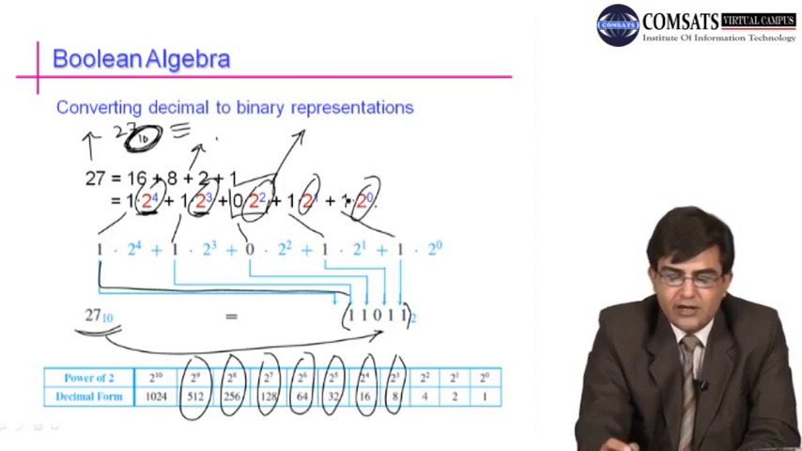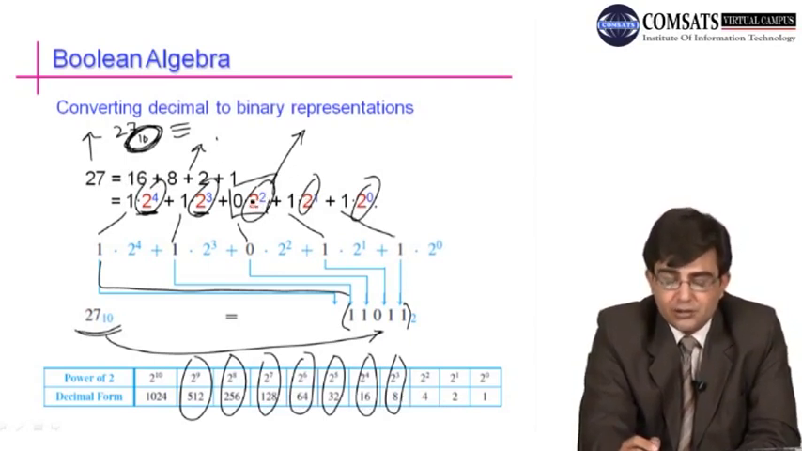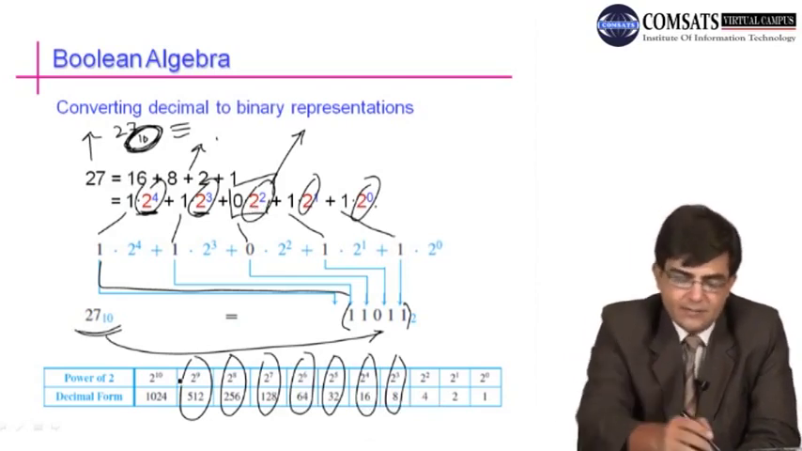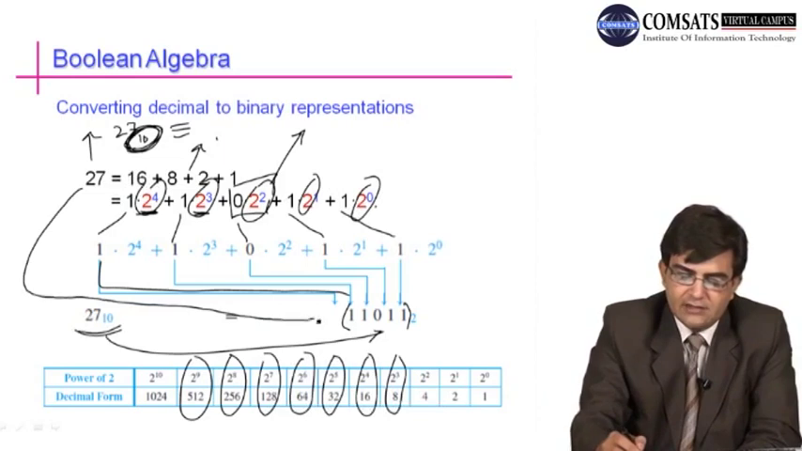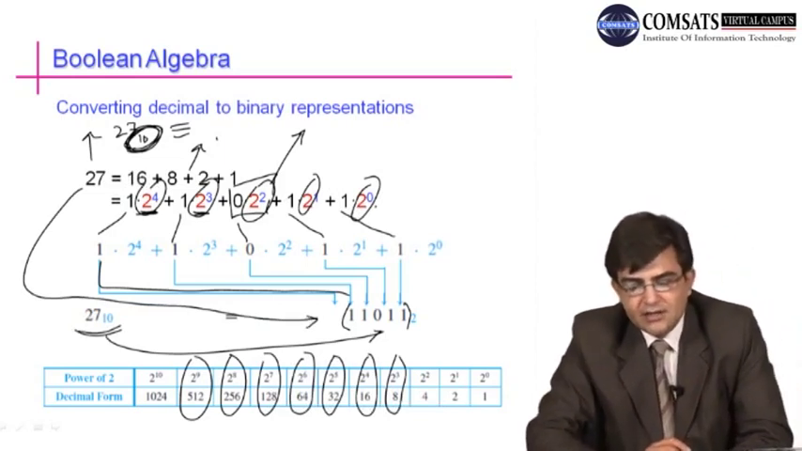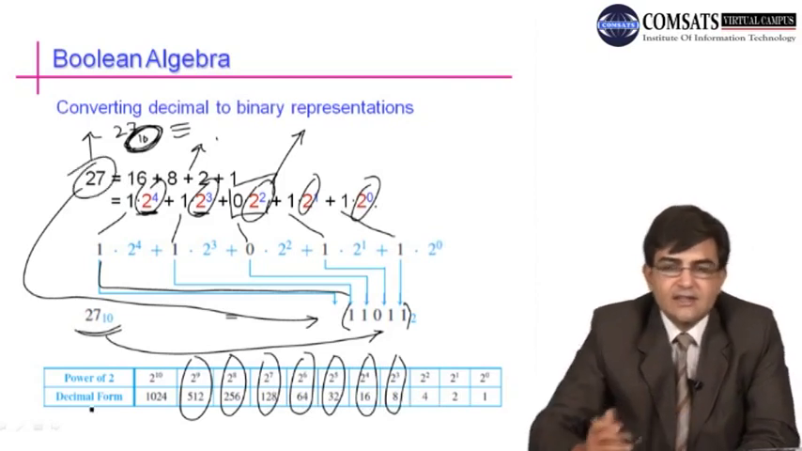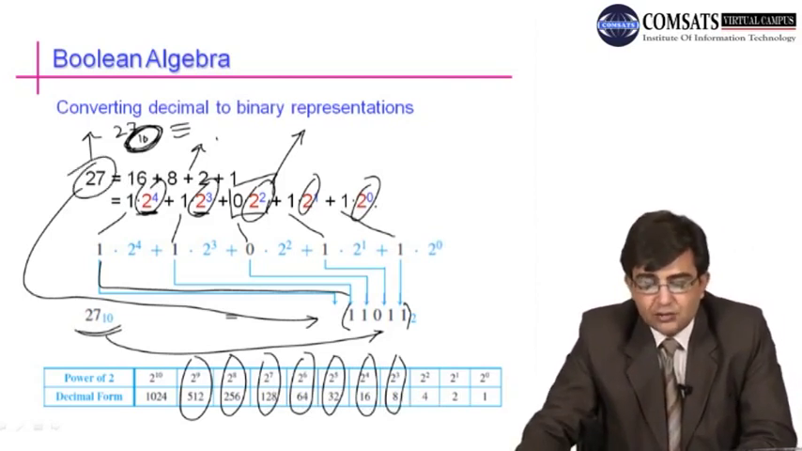So here we write 1 into 2 power 0, 1 into 2 power 1. Here we don't have any power of 2. 2 power 2 we don't have here, so we write here 2 power 2 into 0. This will not affect our calculations, but this will give us the exact binary representation of this decimal number 27. So do not miss any power of 2.